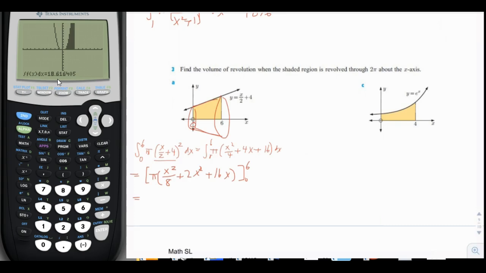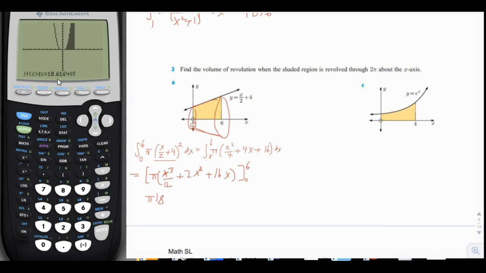If we put 6 in there, it's going to be pi, 36 divided by 8 plus 2 times 36. Oh, I did something wrong. Look at that. The integral of x squared divided by 4 is going to be x cubed divided by 12, right? Okay. Now let's substitute in the 6. So 6 times 6 times 6 divided by 12 would be 6 times 6 divided by 2, which would be 18. So the first term would be 18 pi.